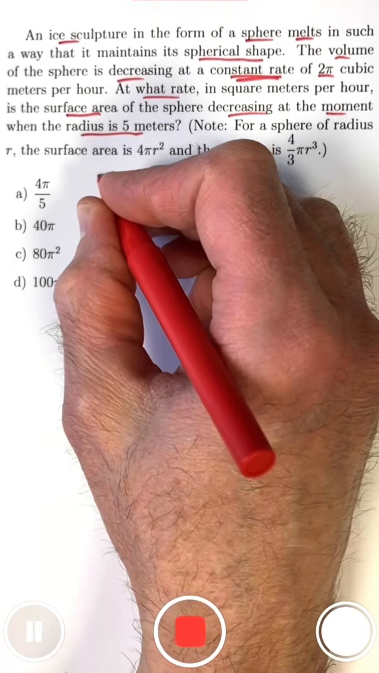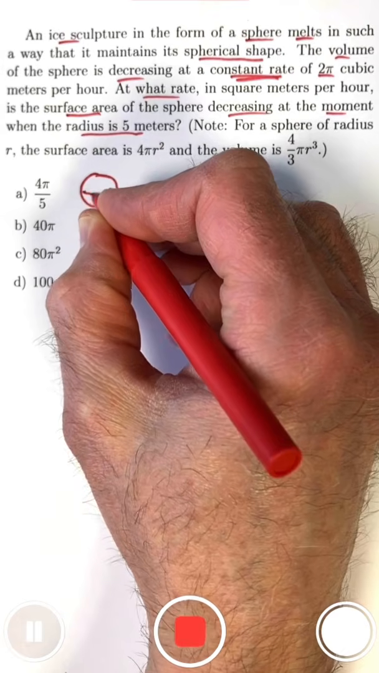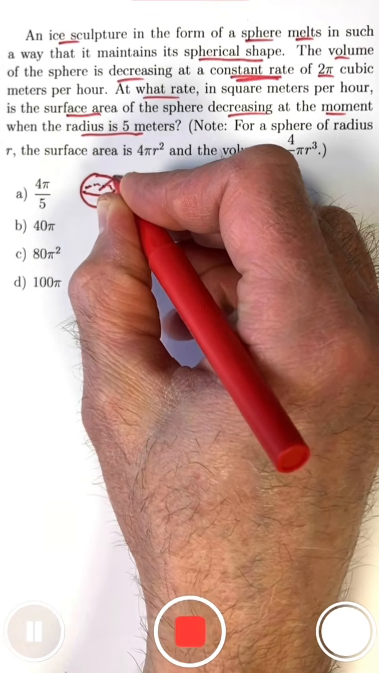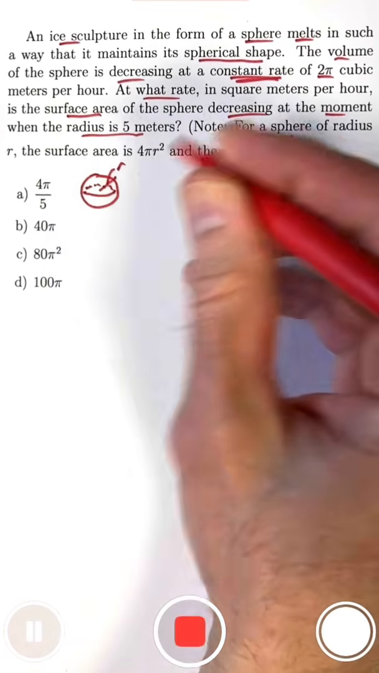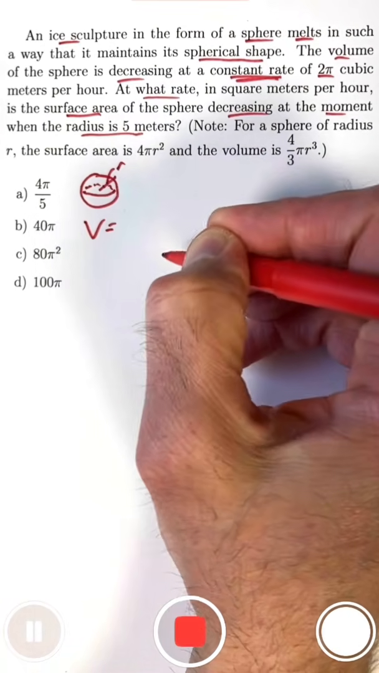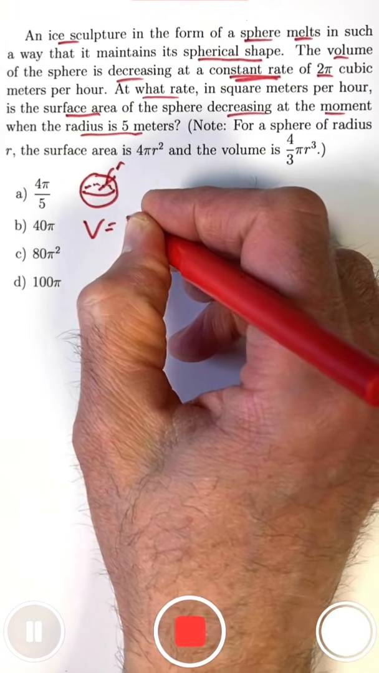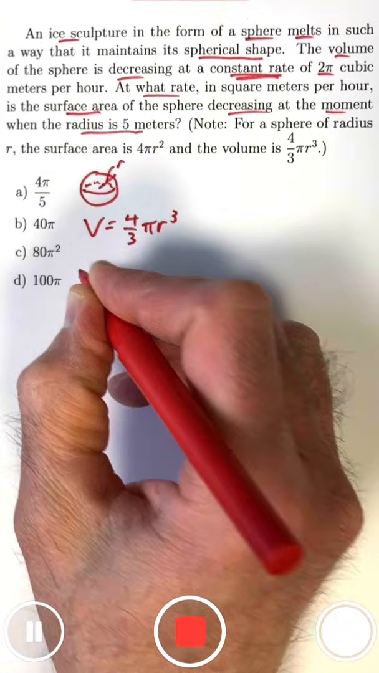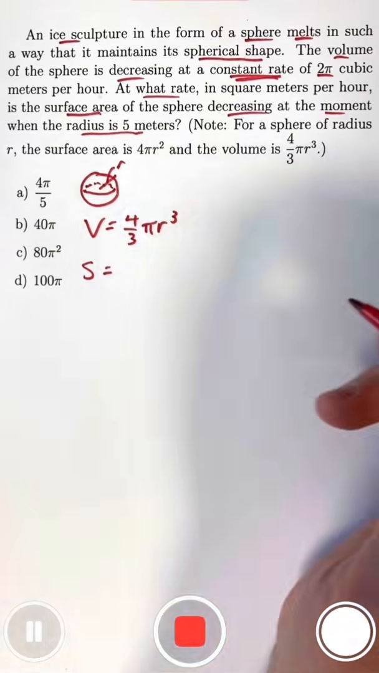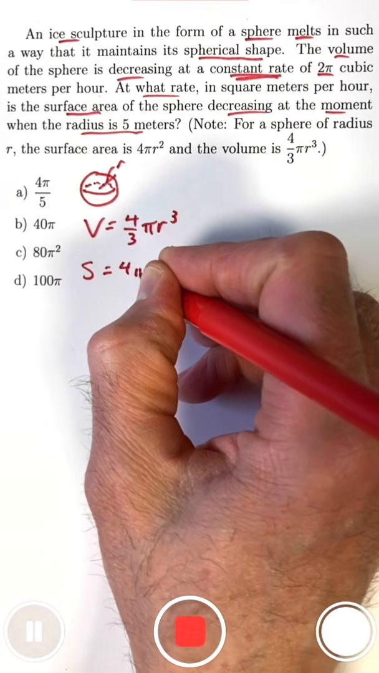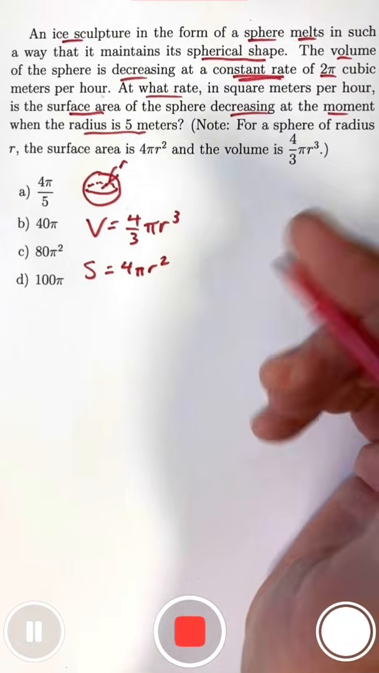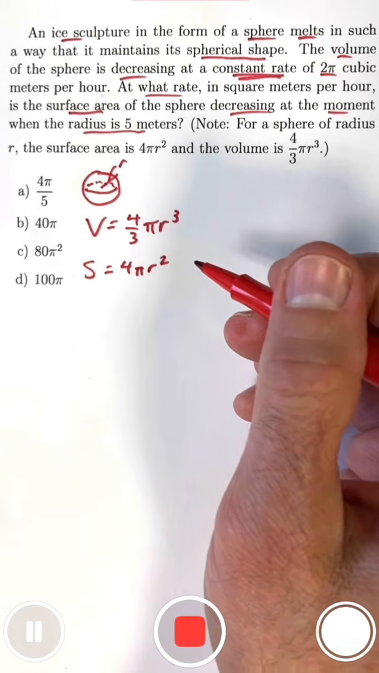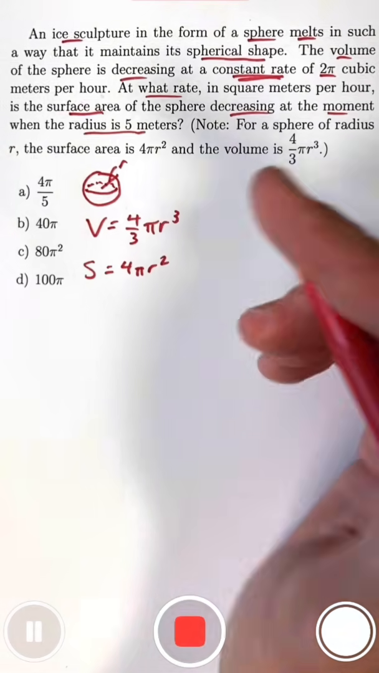Lots going on here. We've got the sphere itself that's melting. We can draw a little picture if we like. It's got a certain radius. Its volume, of course, depends on the radius. It's given to us to be 4/3 pi r cubed. And its surface area, which is also given to us, is also dependent on r. It equals 4 pi r squared. And all these quantities, the V, the S, and the r, depend on time t because this sculpture is melting.